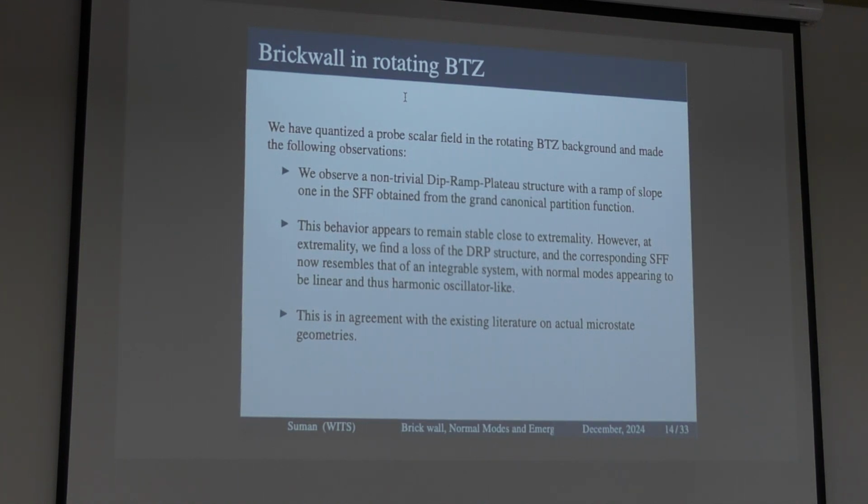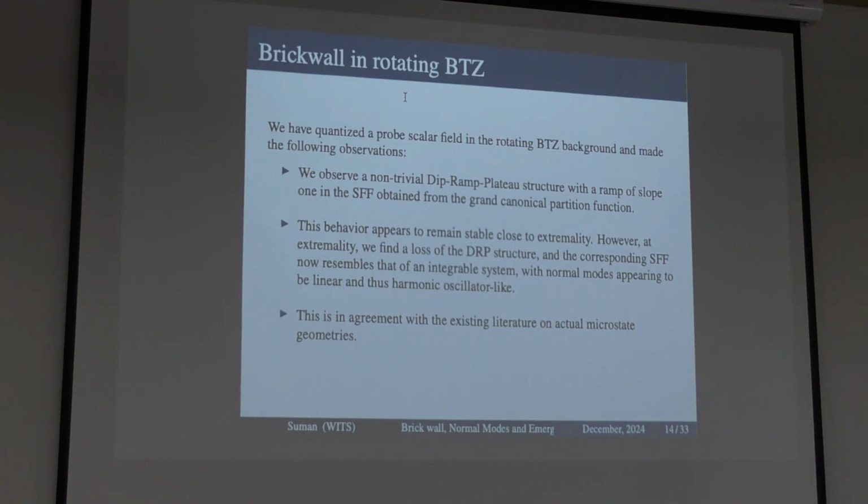So we can compare this result, and we have computed the normal modes for this rotating BTZ background, and as long as you are away from the extremality, you will see this logarithmic growth and the dip, plateau, with the ramp of slope 1 in the grand canonical spectral form factor. So your partition function is not now Z to the power minus beta E; instead Z is equal to e to the power minus beta E minus beta, where N is the angular momentum, and E is the energy.